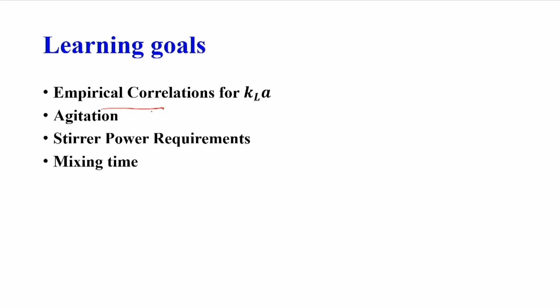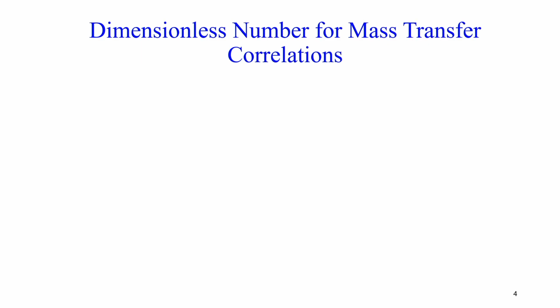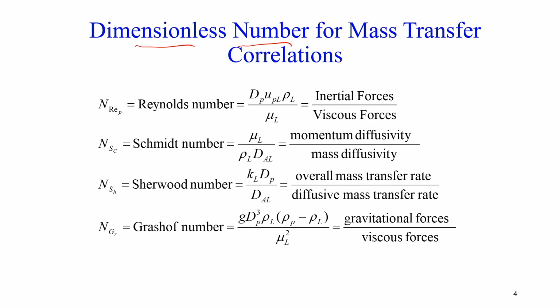Now today we will be starting with empirical correlation for KLA. In the last lecture we discussed experimental methods. Today we will start with empirical correlations. Then we will go to the next topic, that is mixing, then power requirement, and then how do we calculate mixing time. So before we proceed to these empirical correlations, because there are certain dimensionless numbers, we will quickly revisit these numbers which are relevant here.